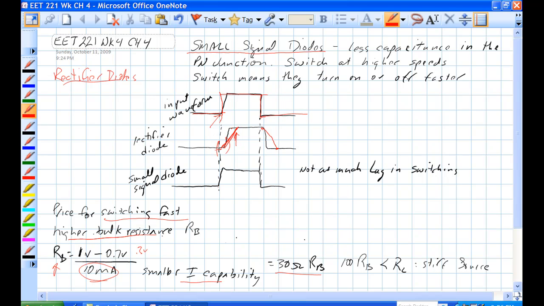With the small signal diode, it has less capacitance from the PN junction, so it takes less time for it to go from one state to another state, and less time to charge the cap. But like we said, it has a higher bulk resistance and a lower current capability. Now, the higher bulk resistance means the PN junction is doped a little differently, probably.